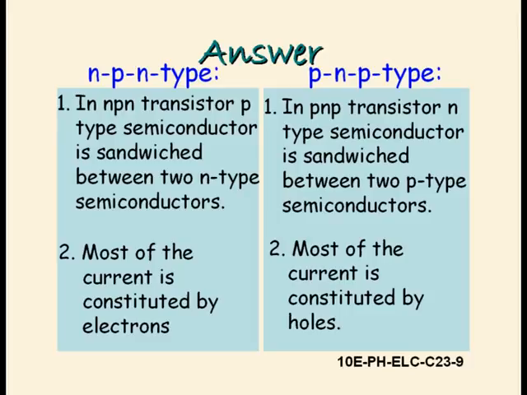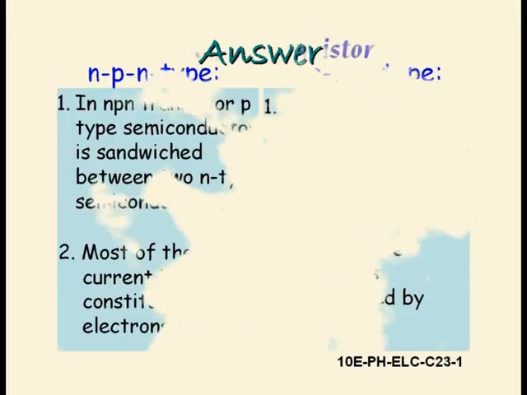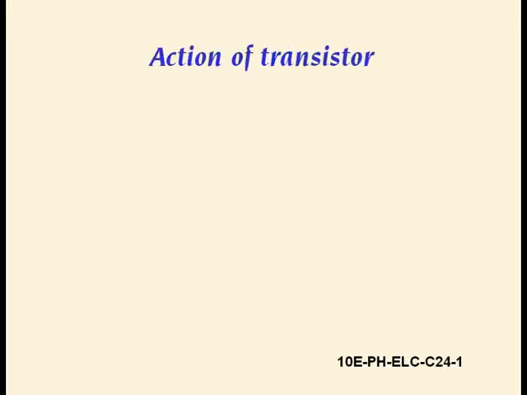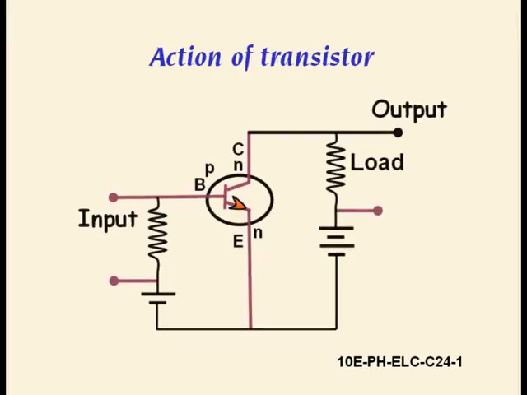Now let us understand the action of a transistor. Action of transistor. This is the circuit diagram of NPN transistor used for amplification. The emitter-base junction is forward biased. That is, positive terminal of the battery is connected to the positive terminal of the transistor. The collector-base junction is reverse biased. That is, negative terminal of the transistor is connected to the positive terminal of the battery.